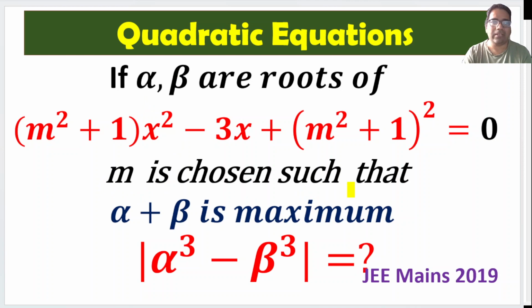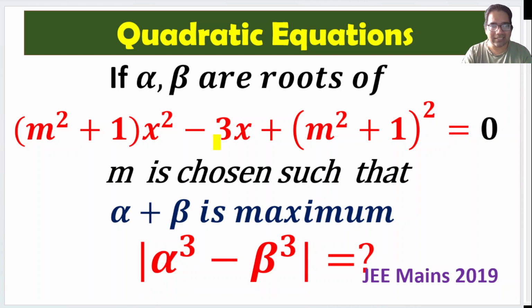Now it is said m is chosen such that this alpha plus beta, the sum of the roots of this equation, is maximum. Then what is the difference of alpha cube minus beta cube, the difference of cubes of the roots, and what is the absolute value of that difference?